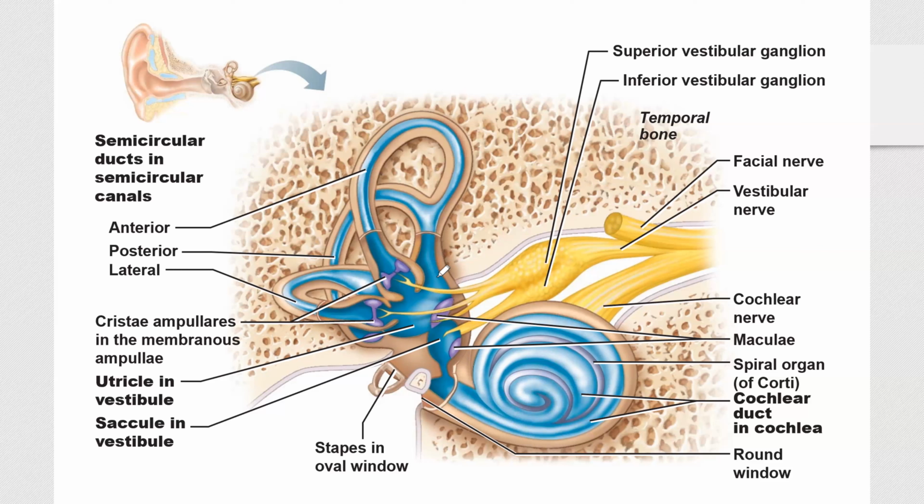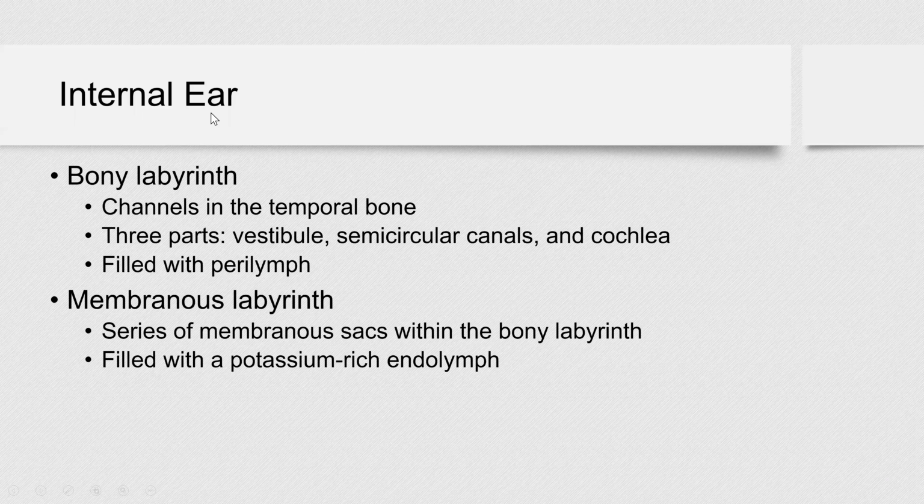Right now, let's go back to the slide that we skipped, the previous slide. And that's what it says. Internal ear, you have the bony labyrinth, or bony structure, it's called labyrinth. Channels in the temporal bone, 3 parts: vestibule, semicircular canals, and cochlea. And the membranous labyrinth, a series of membranous sacs within this bony labyrinth. Now, there is a fluid everywhere.